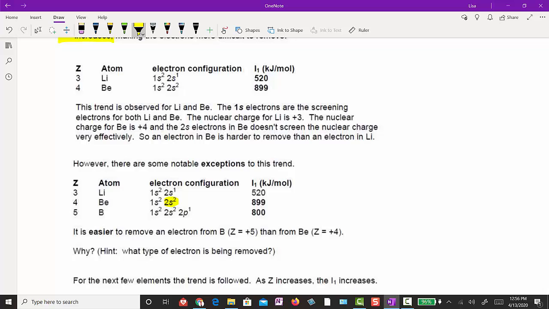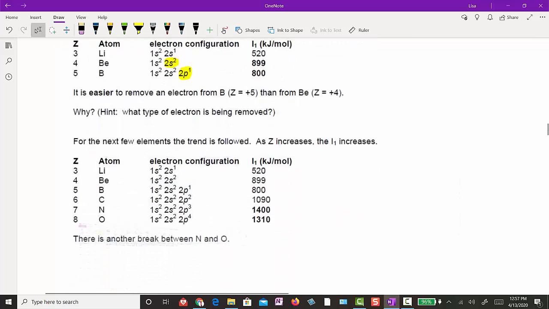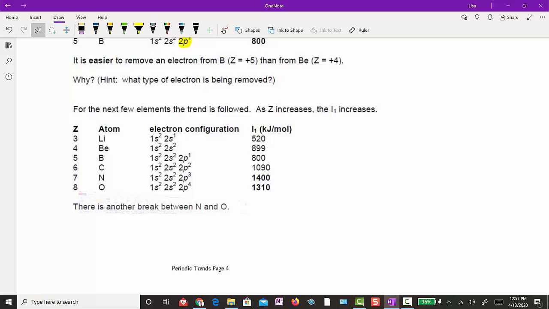So from beryllium, the outer electron is coming out of that 2s, which is closer to the nucleus than boron's outer electron in a 2p. So it's slightly easier to get that 2p electron than the 2s electron. That's the point going across the row where we see it drops down and then starts going back up again. So that's the explanation for that one.